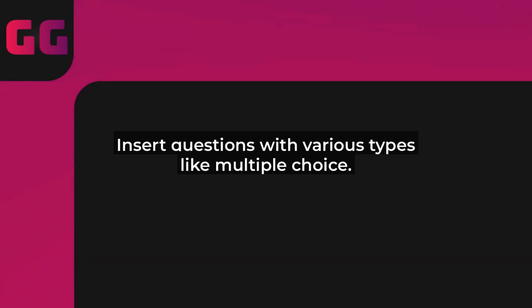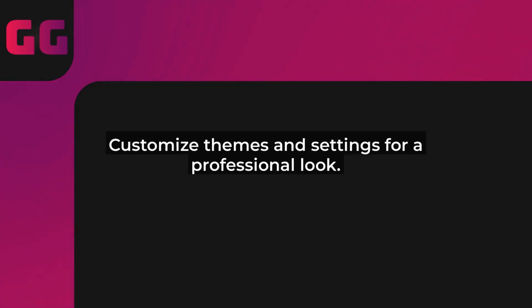Now, let's add questions. Click on the Add Question button and choose your question type. Options include multiple choice, short answer, checkboxes, or even a scale for ratings. For each question, you can make it required, add answer choices, and include images or videos for more interactivity.